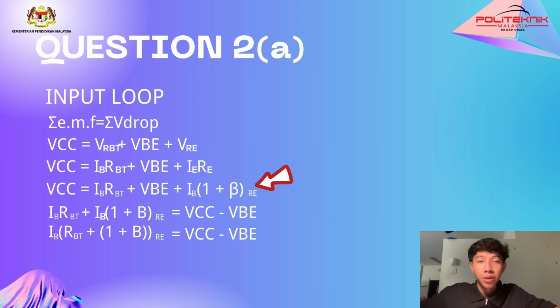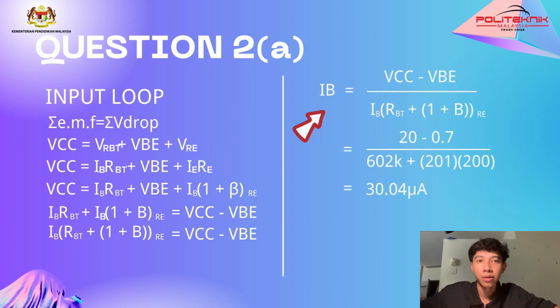So VCC is equal to IB RB total plus VBE plus IB multiplied with 1 plus beta and RE. Then we move the IB terms to the left and VCC to the right. So IB RB total plus IB multiply 1 plus beta RE is equal to VCC minus VBE. Then we need to make the derivation smaller. So IB is multiplied with RB total plus 1 plus beta multiplied with RE also. We want to find the IB, so we move the RB total plus 1 plus beta RE to the right, and it will be divide.